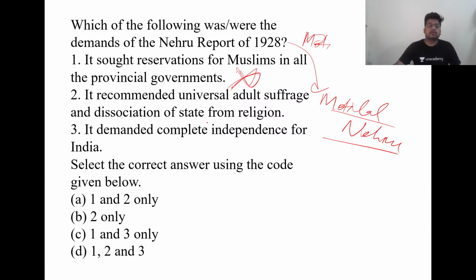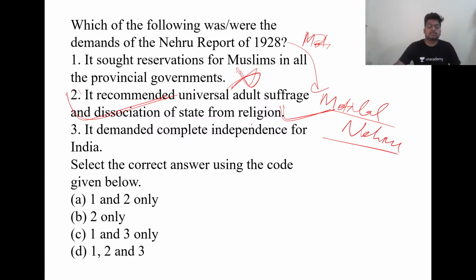It recommended universal adult suffrage and dissociation of state from religion. Yes, this is true. Dissociation of state from religion and universal adult suffrage. Everybody can vote. Universal adult suffrage means everybody has an equal right to vote.